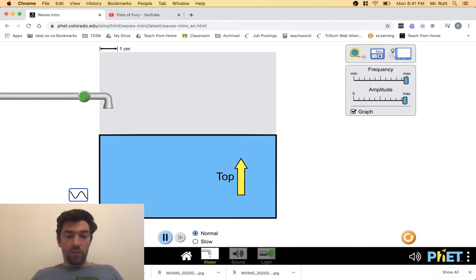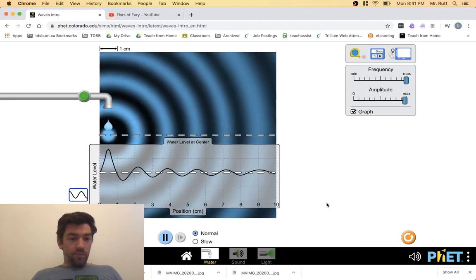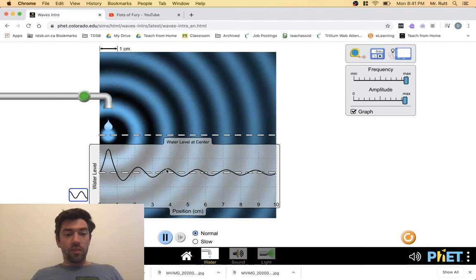I'm going to go back to top view. And watch how the crests of the graph are actually going along with the blue bands, right? Because the blue bands are the crests. And if I trace a trough, it's with that black band there.